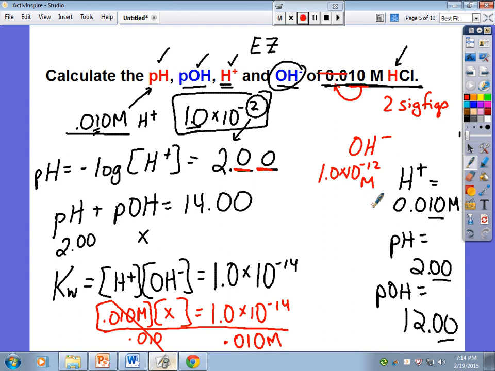Now there is another way. I could take my pOH and do an anti-log, but let's not do that. Okay? Not right now.